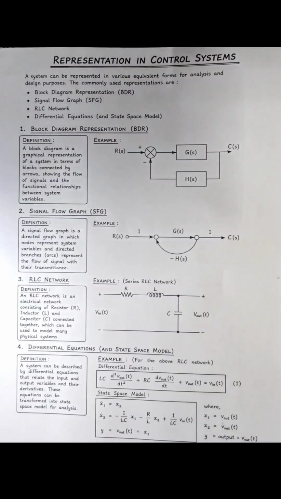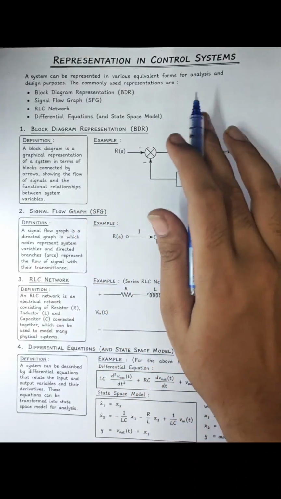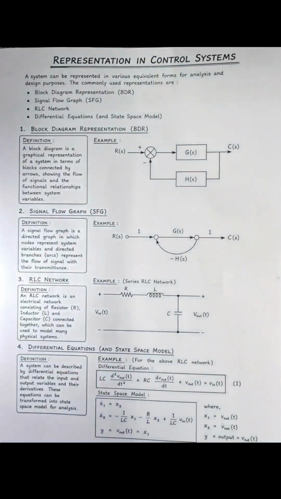So, a drone, a motor, a temperature controller, even a missile system, all of them can be represented using the same control system tools. In this video, we will understand the most important representation used in control system. So our first topic today is representation in control system. We will see representation in control system and block diagram representation in this lecture.